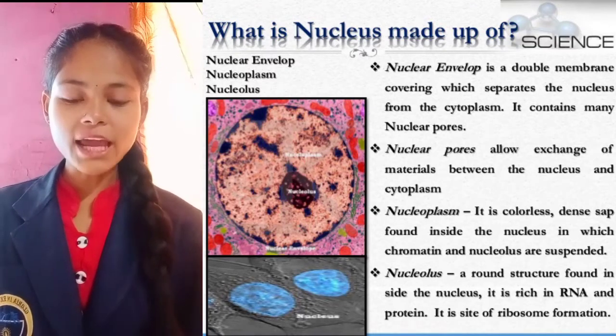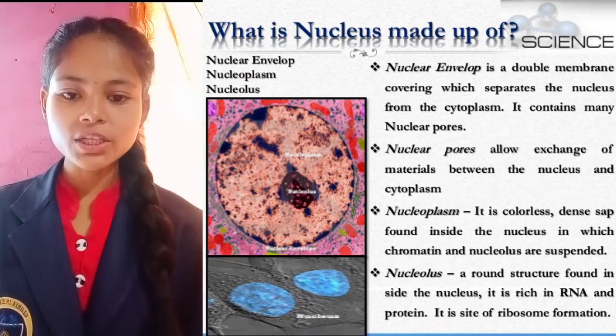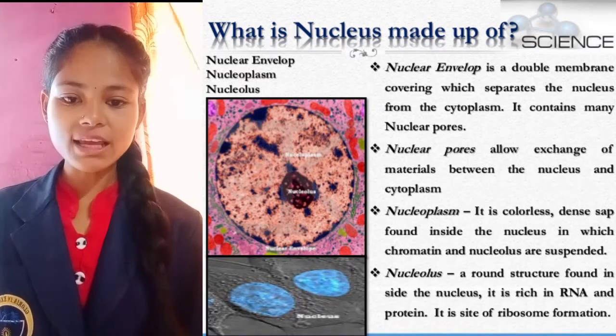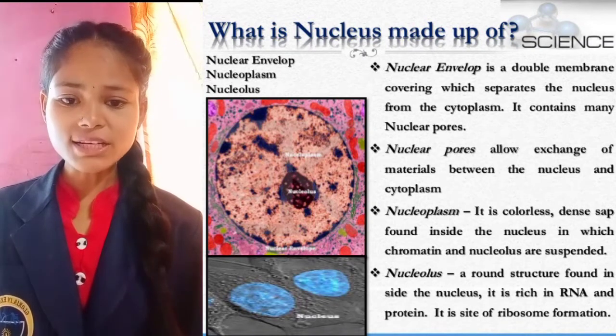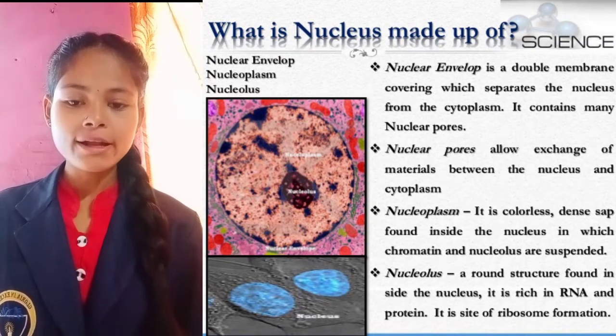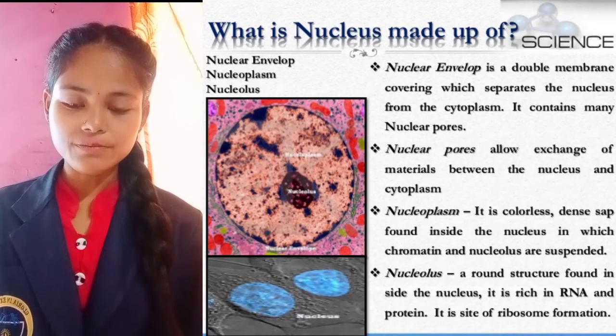The chromosomes can be seen as rod shaped in the nucleus only when the cell is about to divide. Since it controls the major functions of the cell, it is called the brain of the cell.